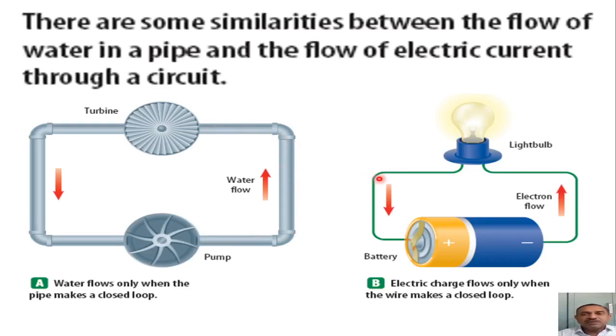A similar mechanism happens when we connect a light bulb across a battery. A battery has two terminals marked as positive and negative. These two terminals we have connected in this diagram to an electric lamp through the connecting wire. These green lines show the connecting wires.